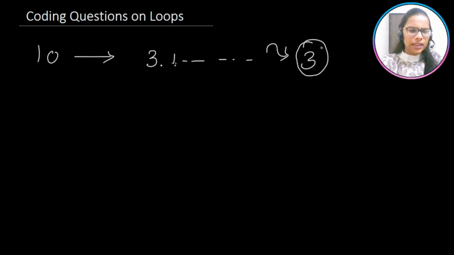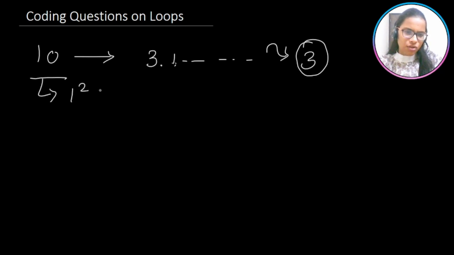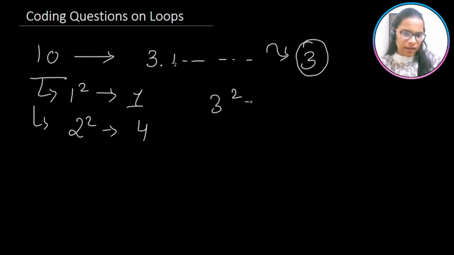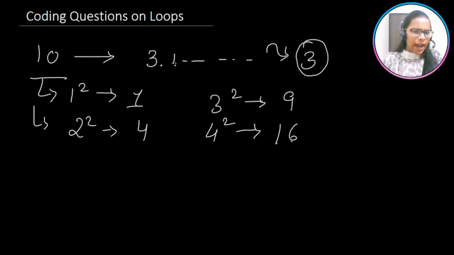So let us think of a solution. Okay, let us have 10, and let us try to have all the squares one by one. So what is 1's square? 1's square is 1. What is 2's square? It is 4. What is 3's square? It is 9. What is 4's square? It is 16. And now we know that this 10 is somewhere between 9 and 16, right?